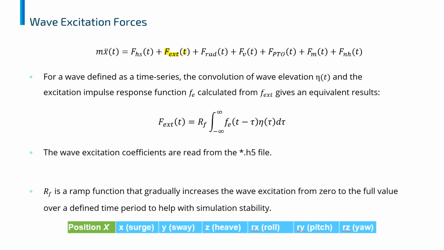WEC-Sim does have the opportunity to import a wave defined by a time series. In this case, we use the convolution between the wave elevation and the excitation impulse response function to calculate the wave excitation force and moment time series, as shown by the expression in the middle of the slide. Again, we are taking the wave excitation coefficients from the .h5 files. WEC-Sim also provides the opportunity to implement a ramp function that allows the simulation to gradually increase the magnitude of the wave excitation forces to help with ramp up stability so that you do not see an impulsive force at time t=0.